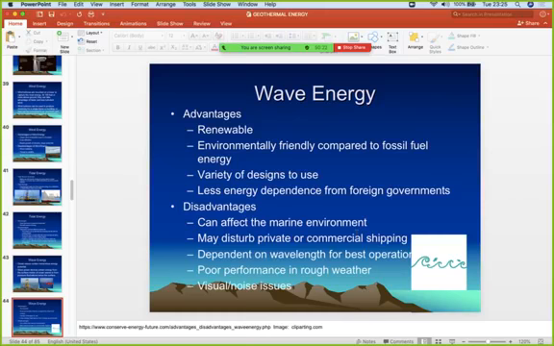So, wave energy advantages: renewable, environmentally friendly. All renewable energy has those advantages, environmentally friendly compared to fossil fuel that causes emissions of toxic gases. Variety of designs to use, less energy dependence on foreign governments. Disadvantages: can affect marine life, distort private or commercial shipping, dependent on wavelength for operation, poor performance in rough weather, and visual and noise issues.